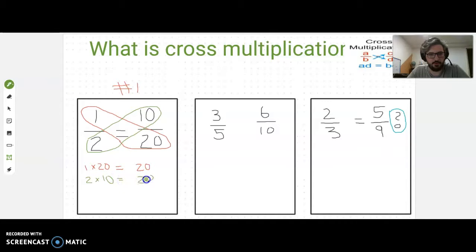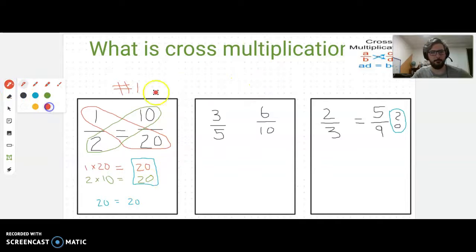Now the two are equal, and so what cross multiplying has done for us here is verify that there are two equivalent fractions. And you could also write it at the bottom here as such. Watch. 20 is equal to 20. You can set it up that way as well. This is sort of your final statement. Let's look at example number 2 now.